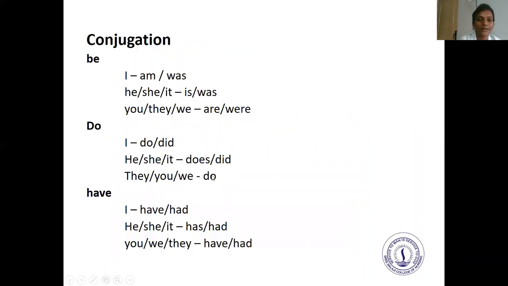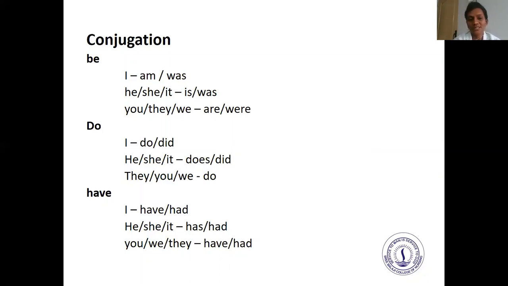And the conjugation: we have seen the be form of the verb already, and now do. It is I do, and in the past it is did. He, she, it does, and did is the past of do. They, you, we do, and the past is did. For example, conjugation is very important in structuring a sentence. I do homework. It is the correct way of saying it, and it is grammatically structured.